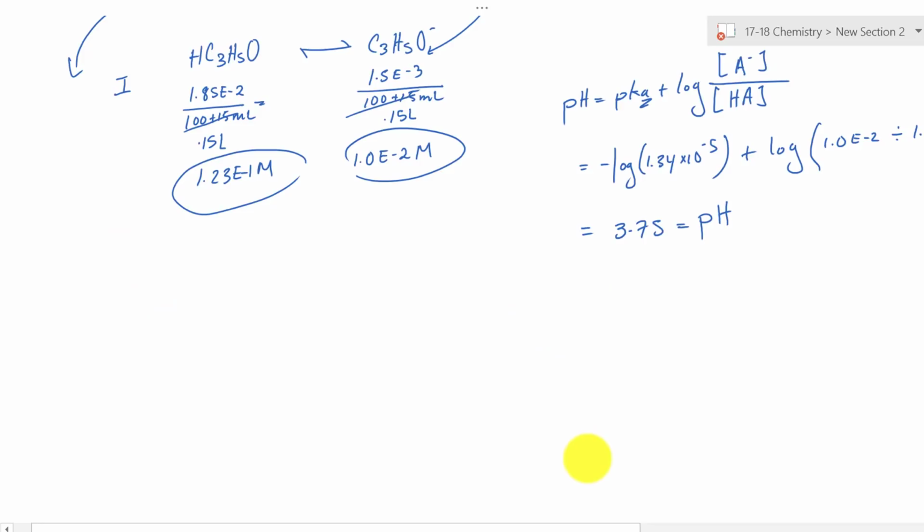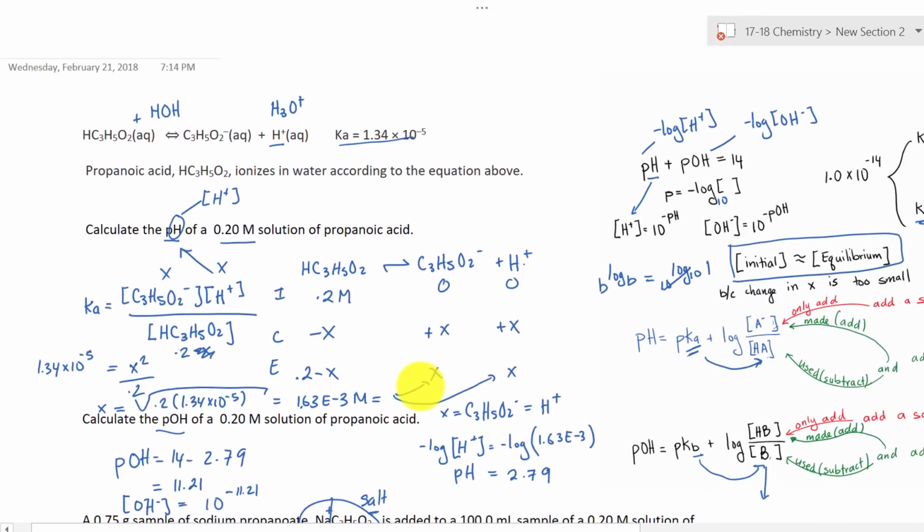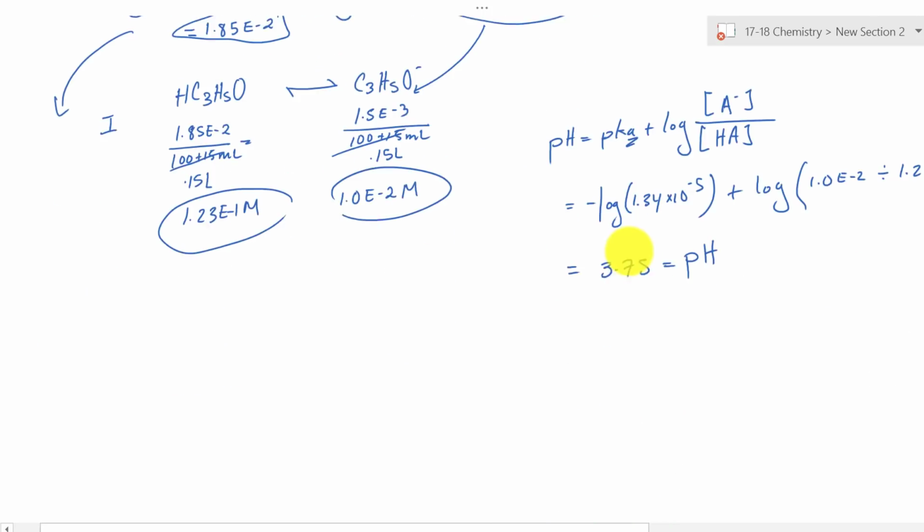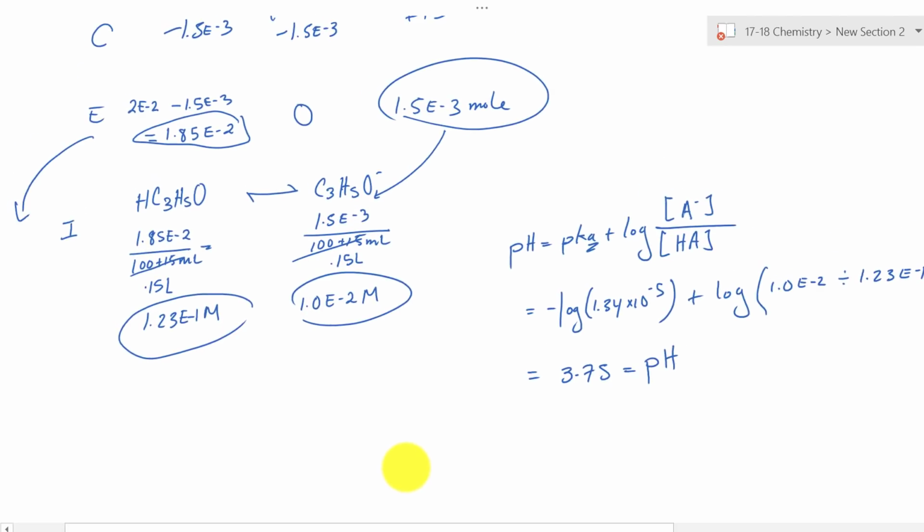And the pH turned out to be 3.75, which makes sense because if we look back at the very beginning, where we haven't added anything to it, the solution itself, the pH is 2.79. That's acidic. That is more acidic than this. So by adding the base to it, look what happened to the pH. It rose. That means it went up. The higher the pH, the more basic it is.